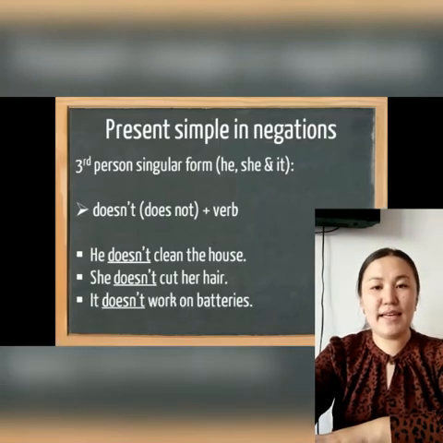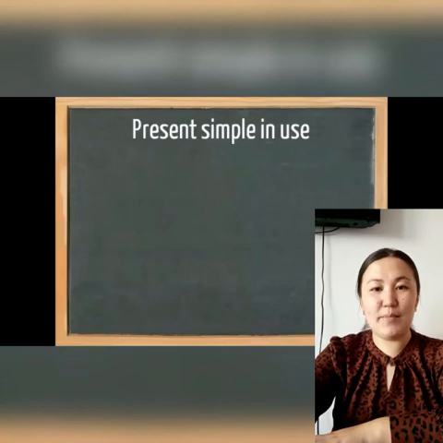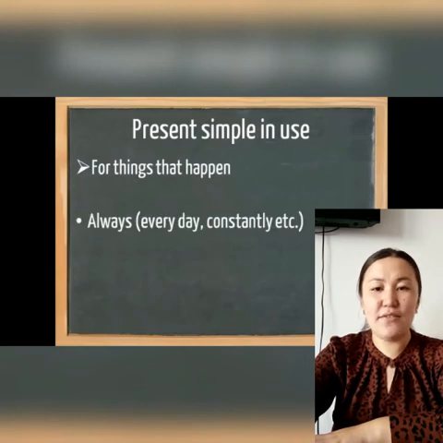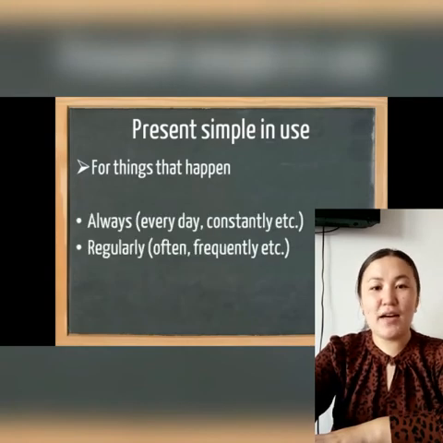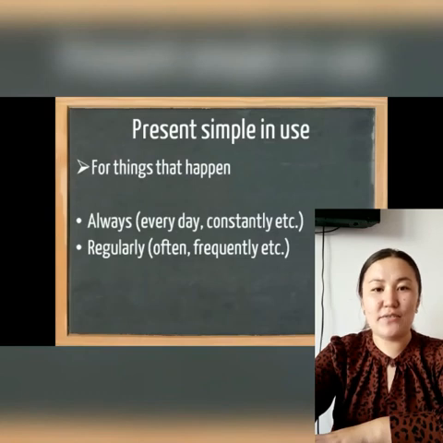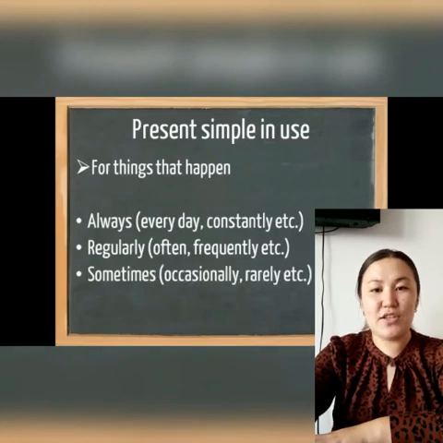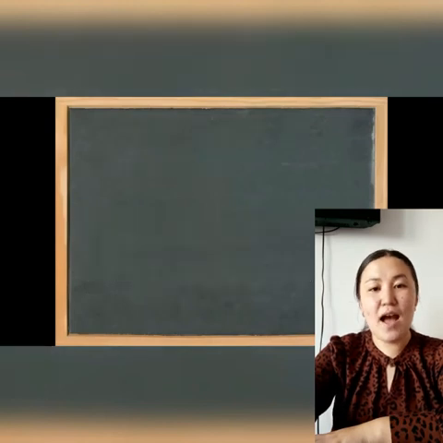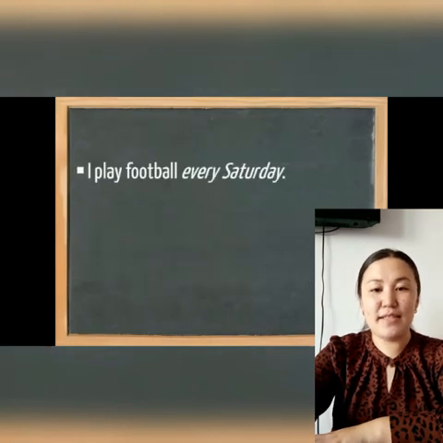Now let's take a look at when we use the present simple tense. First, we use the present simple tense for things that happen always, such as every day and constantly. Regularly, such as often and frequently. Sometimes, such as occasionally and rarely. And never. For example, I play football every Saturday.